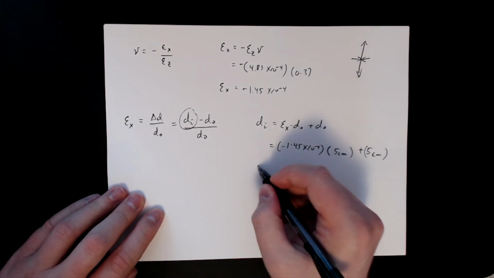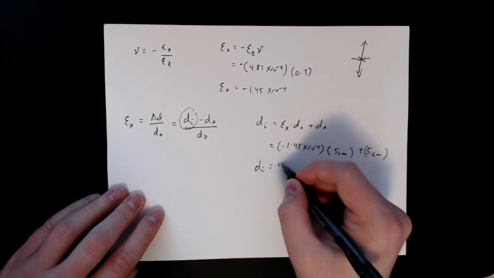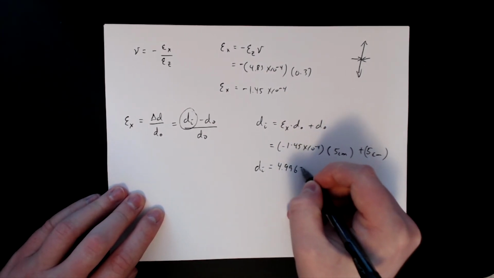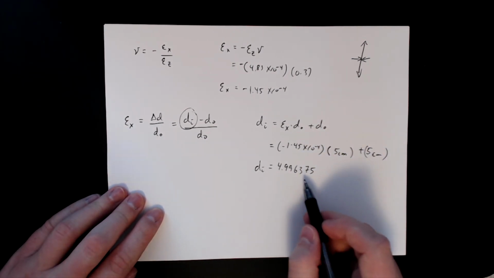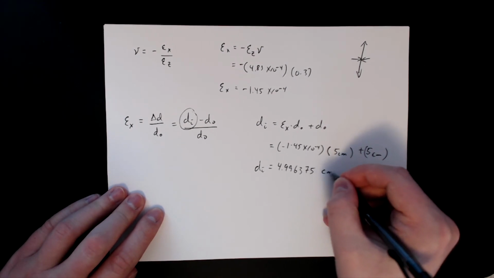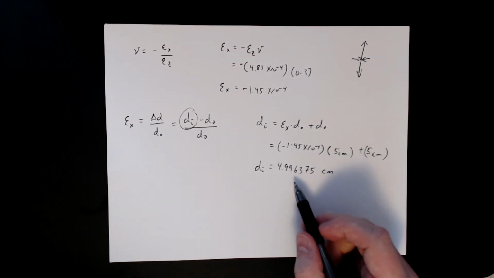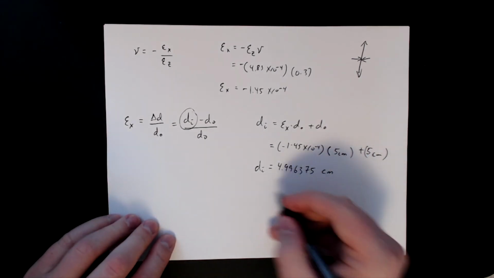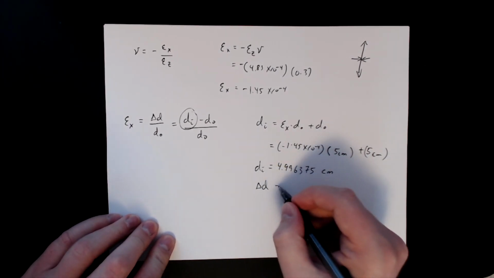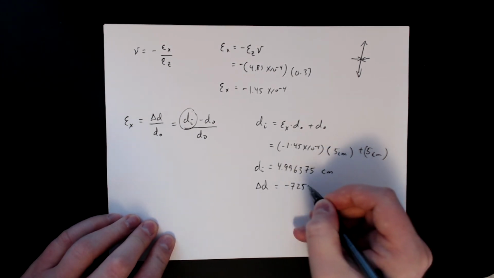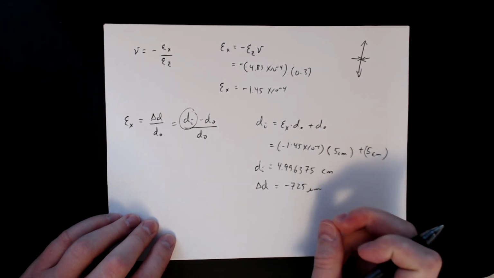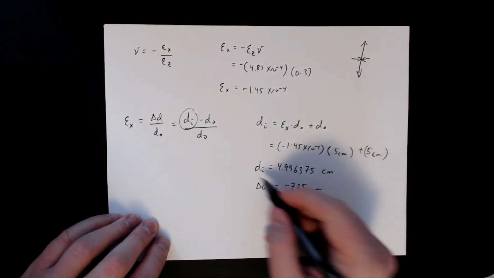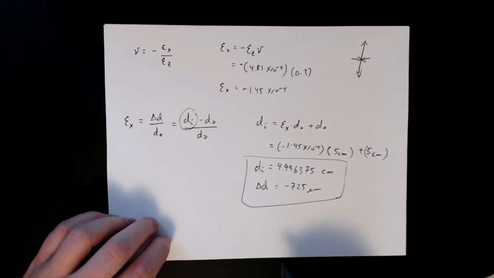And when we do that, we see that the diameter is 4.996375. I'm purposely adding a bunch of sig figs and decimals here so that you can see the small changes. And so again, it's basically rounding up to 5 centimeters, so you can barely see it. And the change in diameter is a negative 725 micrometers, so less than a millimeter. And again, it's contracting. And so that's what we have for the diameter, right?